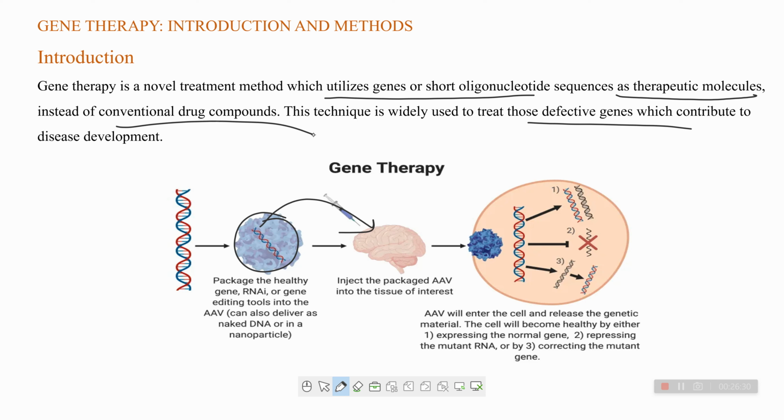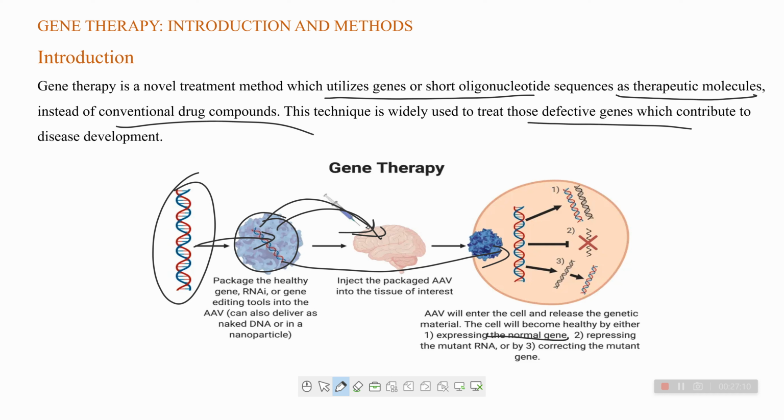After going inside the tissue of interest, this AAV will enter the cell and release the genetic material. The cell will become healthy by expressing the normal gene. This is a healthy gene, right? We convert this healthy gene into an AAV. After converting, we inject this gene into a target tissue. Our target tissue is our brain. Then we inject into the brain, and this gene goes into our brain.